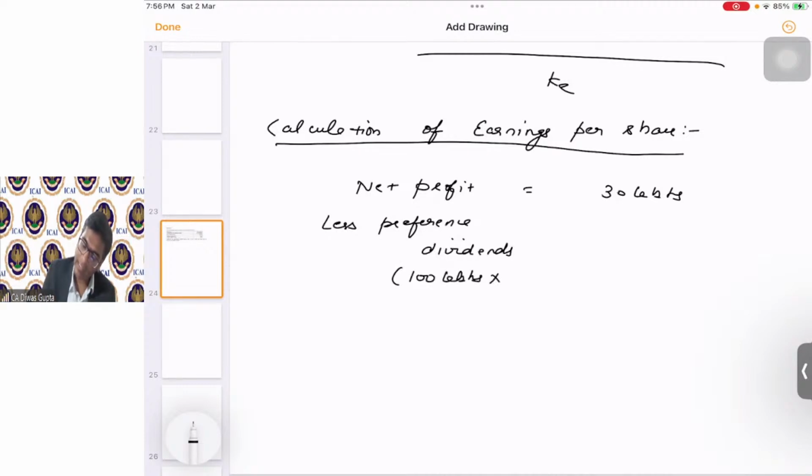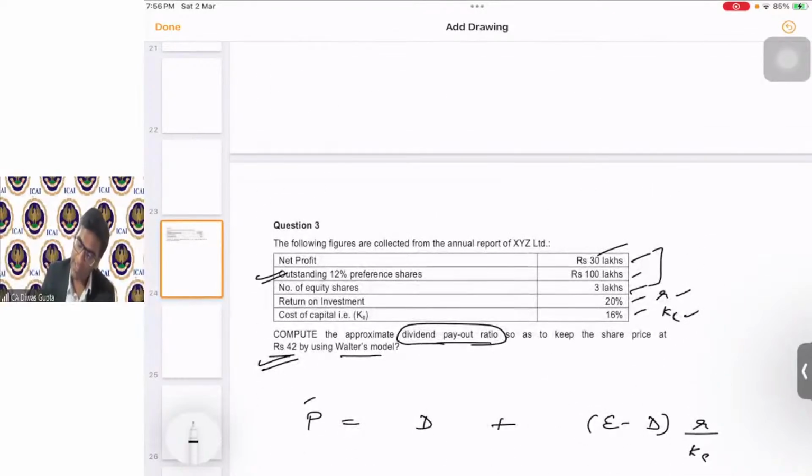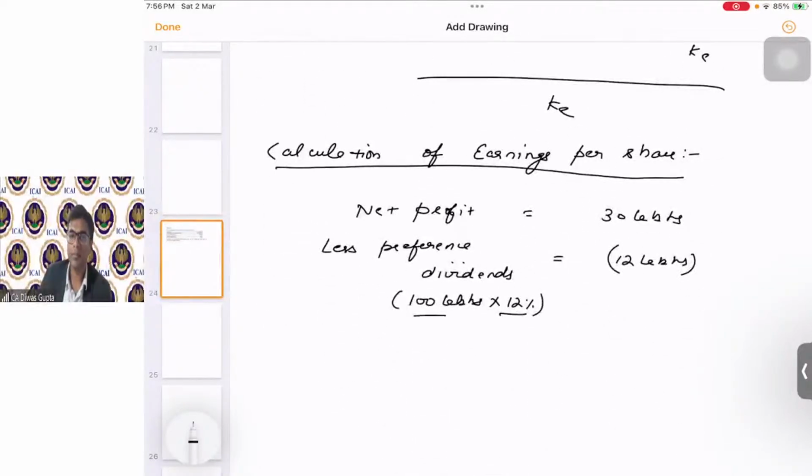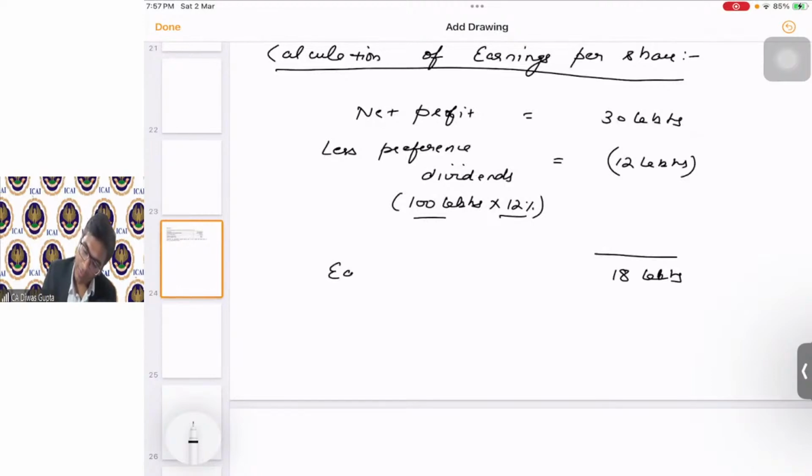So this becomes 100 lakhs into 12%. This becomes 12 lakhs. Correct? 100 lakhs into 12%. 12% is the rate at which these have been issued and 100 lakhs is the amount of the capital. So this becomes 18 lakhs earnings for equity shareholders.